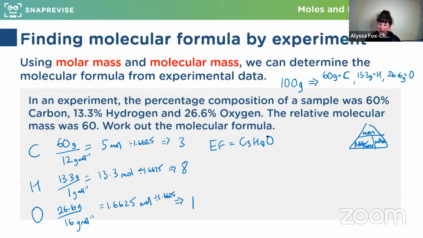Well, the relative molecular mass is 60, which means that the mass of one molecule of the substance is 60. So the best thing to do then is to work out what the mass of one lot of your empirical formula is. So that would be 3 lots of 12 plus 8 lots of 1 plus 16. And that actually gives us 60. So the mass of the empirical formula is 60. Therefore, the molecular formula must also be the empirical formula. They must be the same. C3H8O.